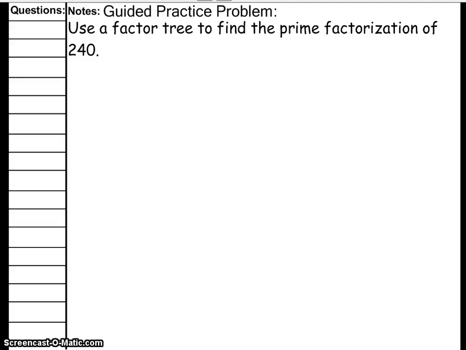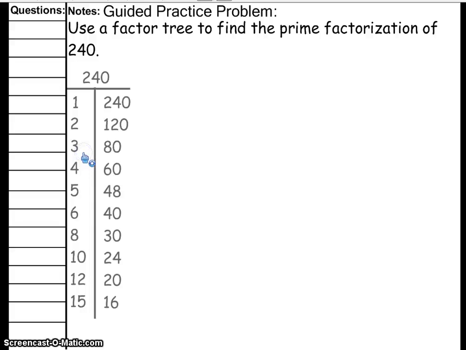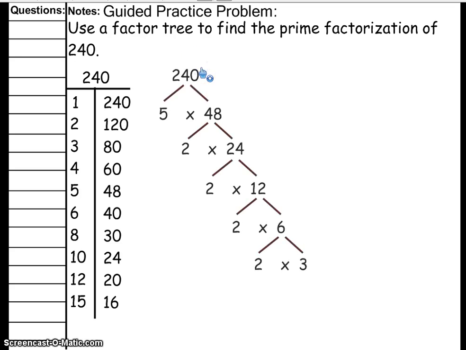Again, that's a pretty large number. So I want to do a factor tree just to make sure that I know all the factors of 240. I start with 1 and just keep going until I'm done or I don't repeat myself. So there's a lot of factors to choose from to start our factor tree with. So I'm going to start our factor tree with 5 times 48. So here's the completed factor tree for 240.